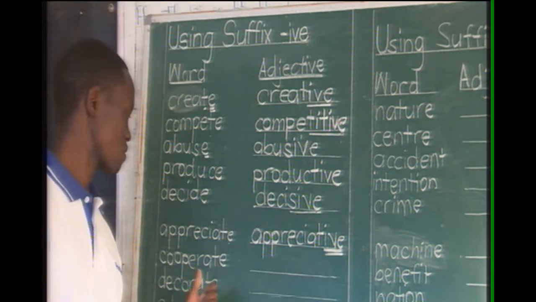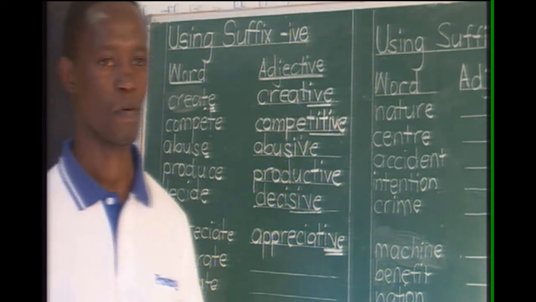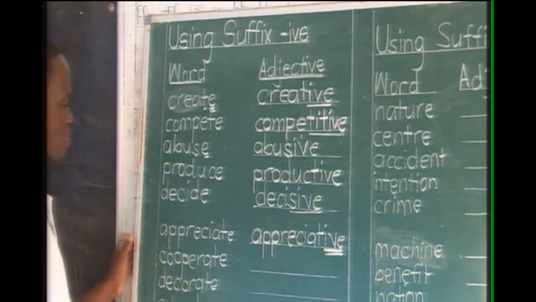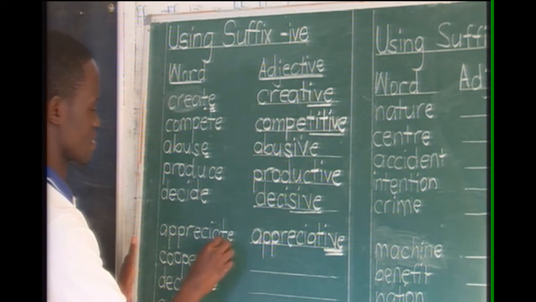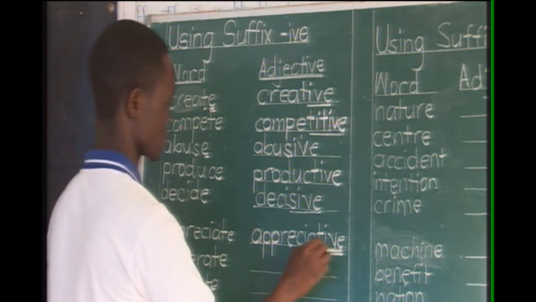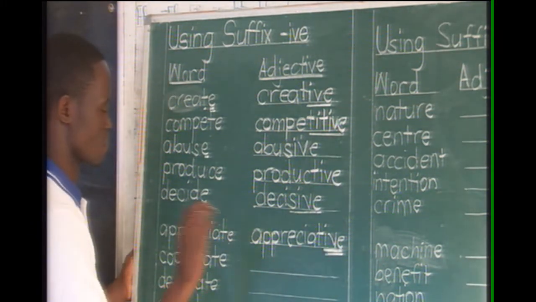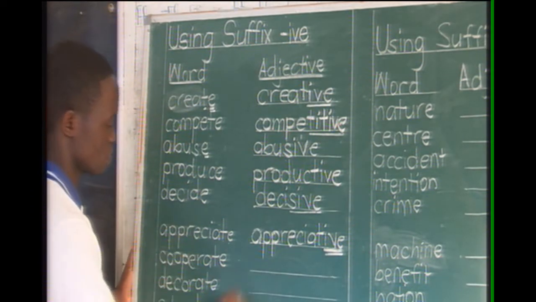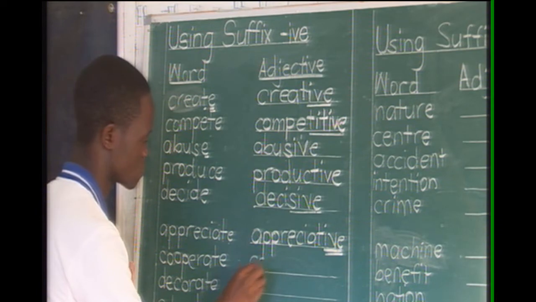Next is cooperate, a verb. See what has been done to the last T and E. See what has happened. That alone can guide you to the next word you're going to form from cooperate. COOPERATIVE.